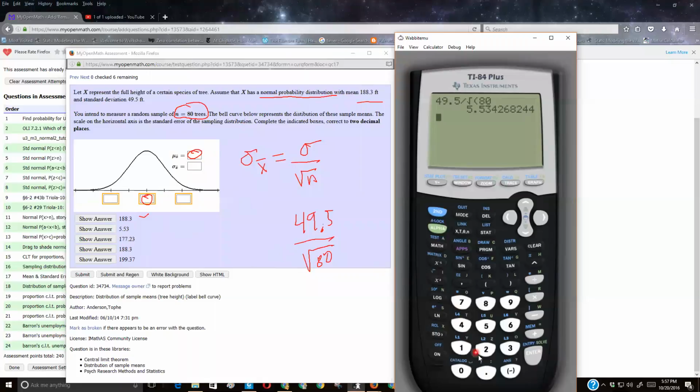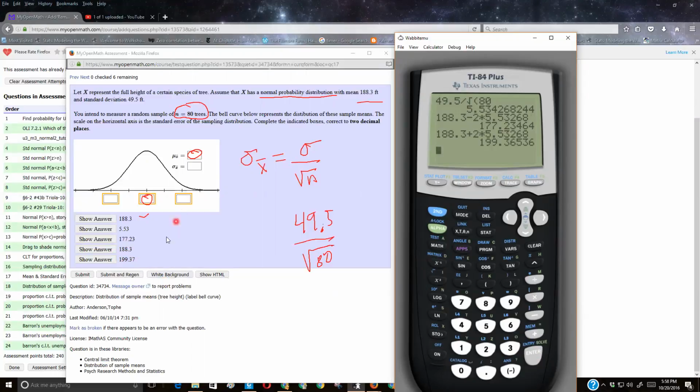So if we come over to my calculator and we do 188.3 minus 2 times 5.53426. We'll go with that. And is that giving me the answer? Okay, it is. And then, because I'm really going to be lazy and because I'm going 2 standard deviations above, I'm just going to add 2 of those to the mean, and that's where we got that upper value.